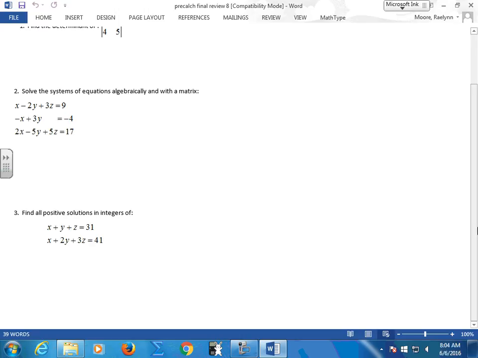Okay, how do you start this? Let's just go through the steps. How do you start it? Let's put it in your calculator first. Put it in your calculator. Get your matrix back. Then you're going to solve for your x and your y in terms of z.